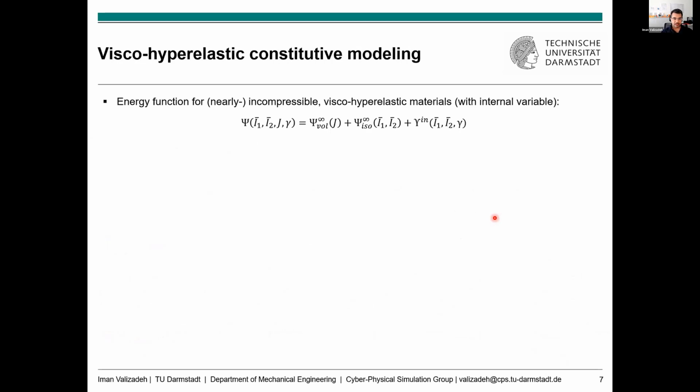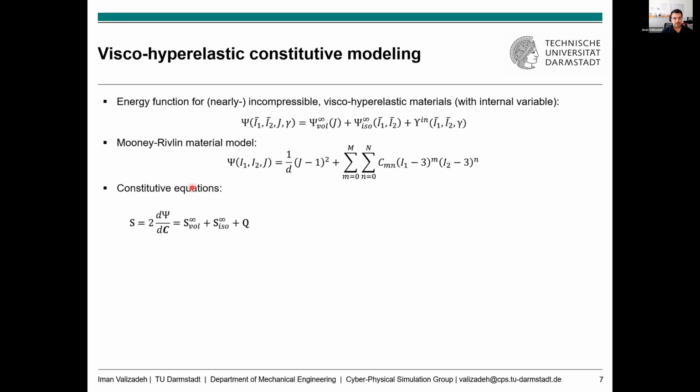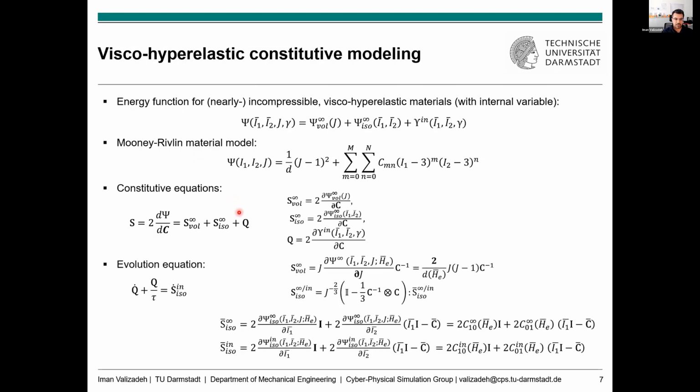Now let's move on to the constitutive modeling. We have a nearly incompressible visco-hyperelastic material, and we use the additive decomposition of the energy function into the volumetric, isochoric, and inelastic parts. We use a Mooney-Rivlin material model as an energy function, and we get the stress, which is in this case the second Piola-Kirchhoff stress, as a derivative of the energy function with respect to the right Cauchy-Green strain tensor. And we use a linear evolution equation for the inelastic part of the stress.